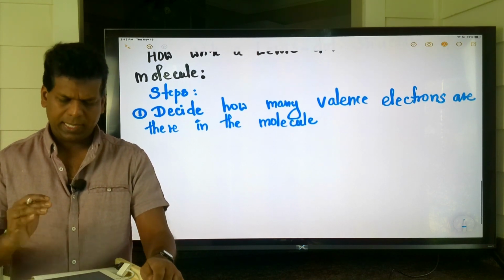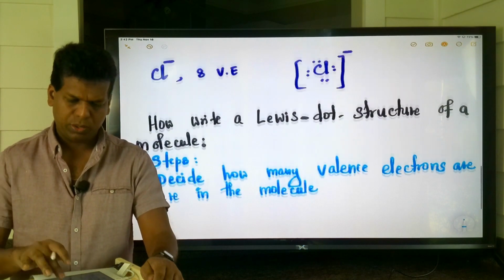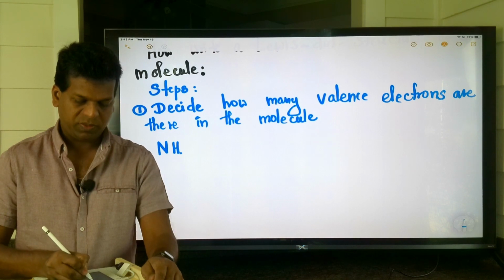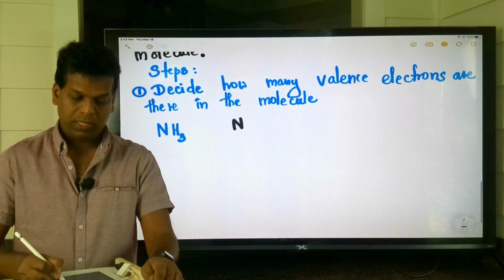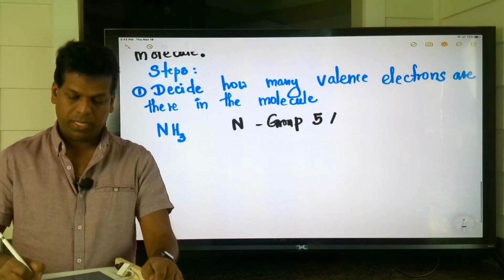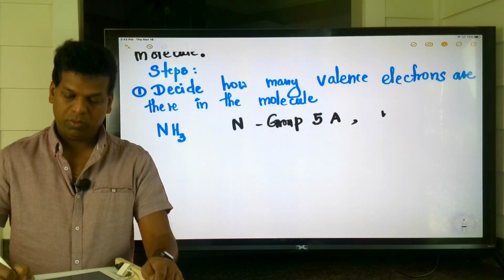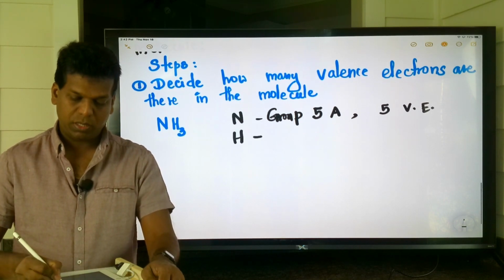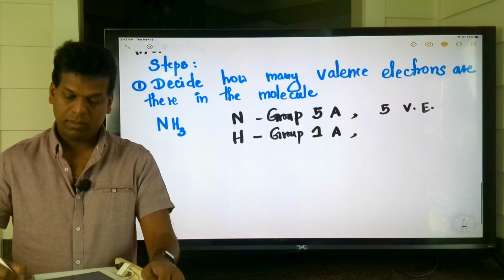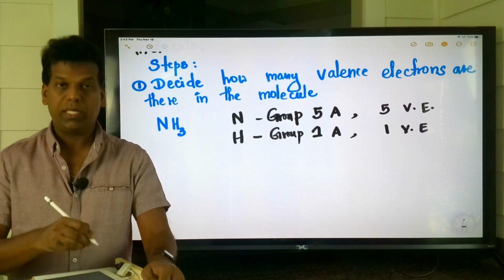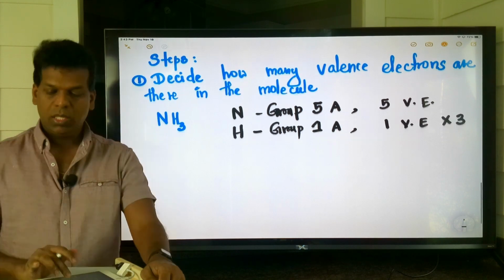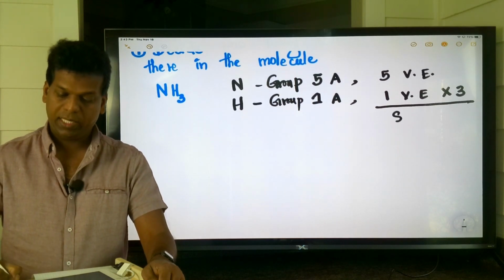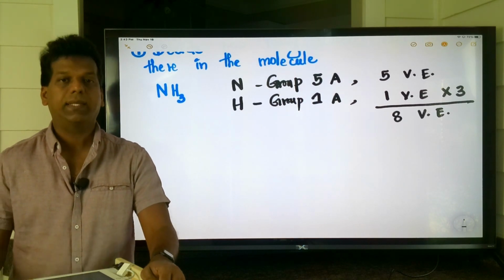So let's take an example. Let's take that NH3 we did before. I'm going to calculate the total number of valence electrons of NH3. Nitrogen is in group 5A, so it will give you 5 valence electrons. I think you understand that. Next, hydrogen is in group 1, and it gives you 1 valence electron, and in the molecule there are 3 hydrogens. So your total is the sum of these two, 5 plus 3, 8 valence electrons. So the molecule has 8 valence electrons.